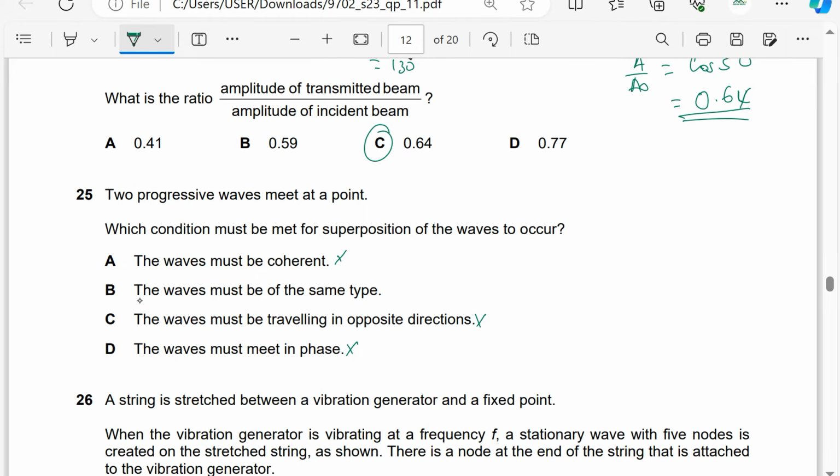The waves may not maintain a constant phase difference, but as long as they are of the same type, superposition will occur, because for superposition, the resultant displacement is the algebraic sum of the individual displacements of the waves. So the waves could be in the same direction and meet. Opposite directions just result in a stationary wave, not necessarily a superposition. So the answer is B.